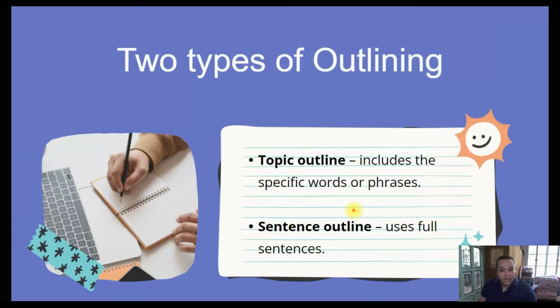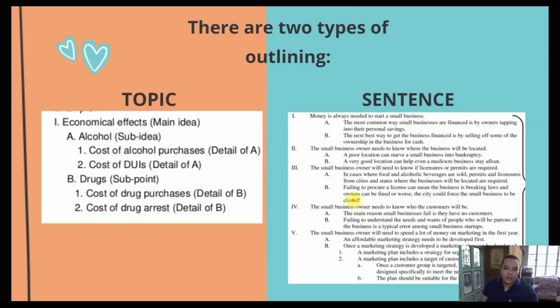So we have two types of outlining. Actually, there are three, but the third type of outline is the least commonly used and is not particularly used in academic writing. So the two types of outline are topic outline, which includes specific words or phrases, and the sentence outline, which includes sentences or full sentences. So I'll show you the two and explain how one can be better than the other in certain situations.